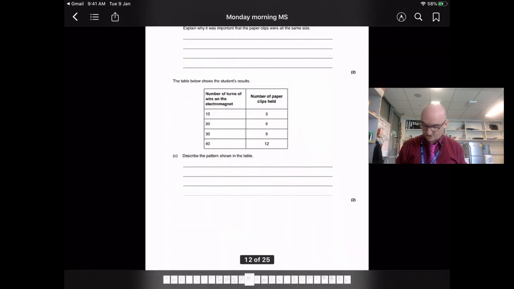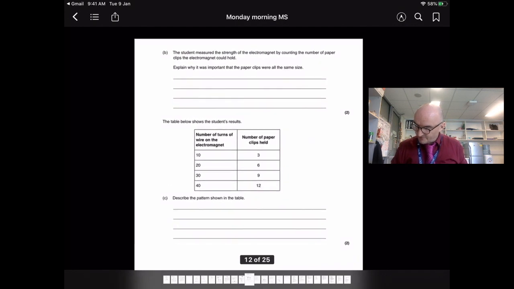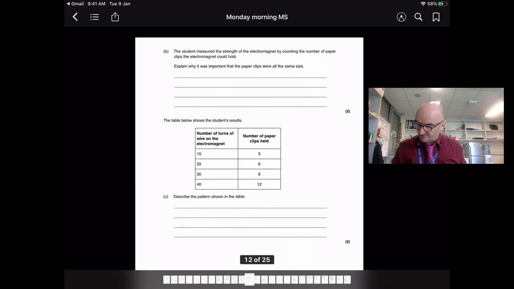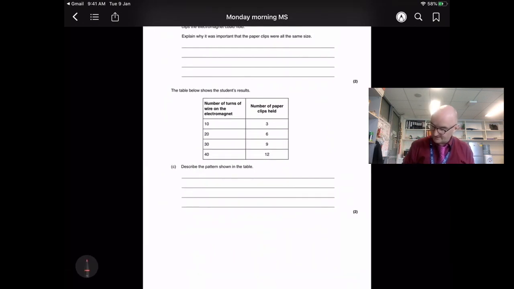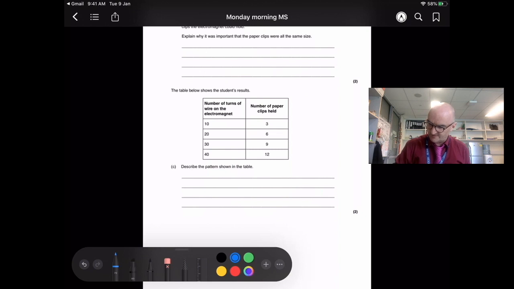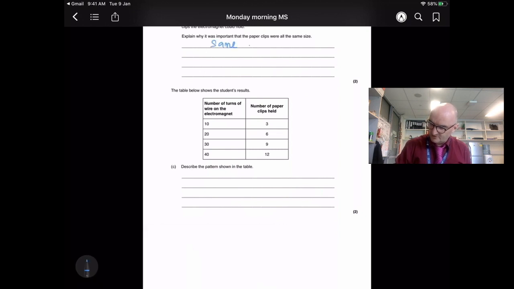Okay, what's the question? As the strength is counted by the number of paper clips, explain why it's important that the paper clips were all the same size. Why do I want them to be the same size? Well, we want to have the same mass, because that's a control variable, CV. If you don't control your variables, it will not be a fair test.